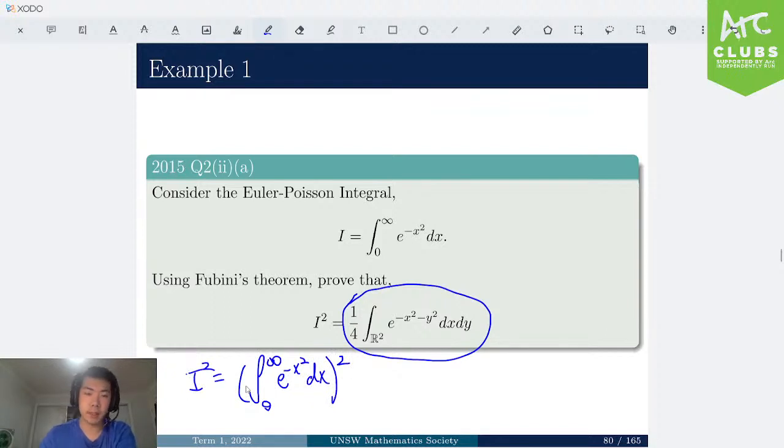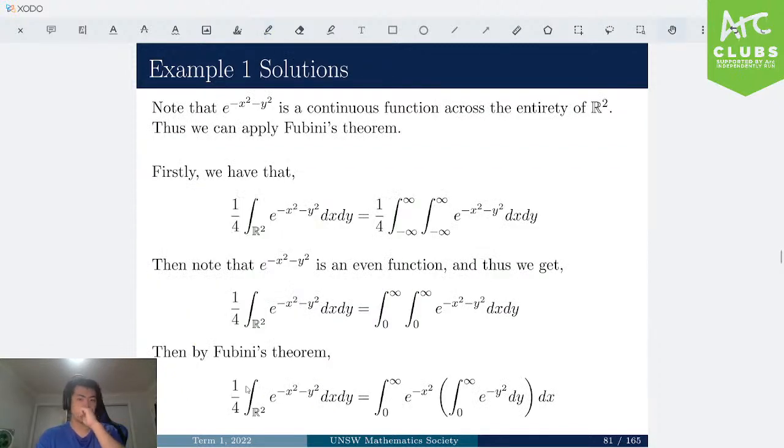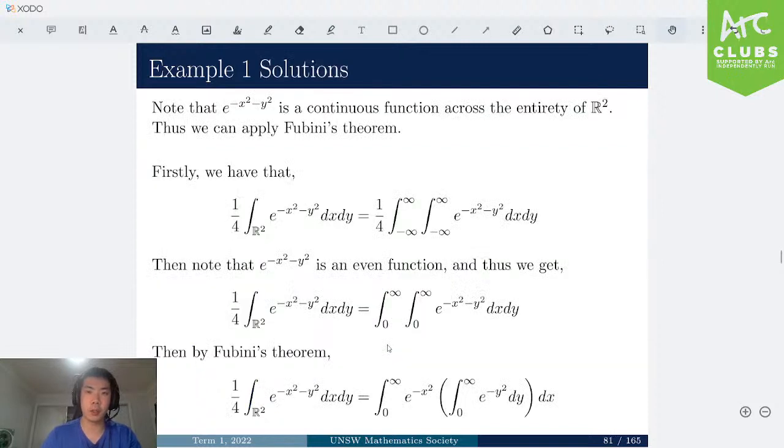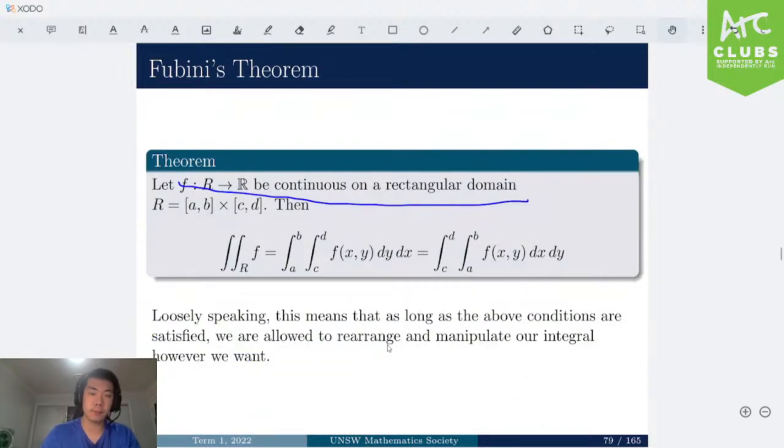All right. So how can we approach this? Firstly, note that the integrand here is a continuous function for all of R squared, right? At no point will there be any breaks or asymptote. It's e to the power of negative x squared, negative y squared. So it will be continuous across the entirety of R squared. Okay? And so we can apply Fubini's theorem here.